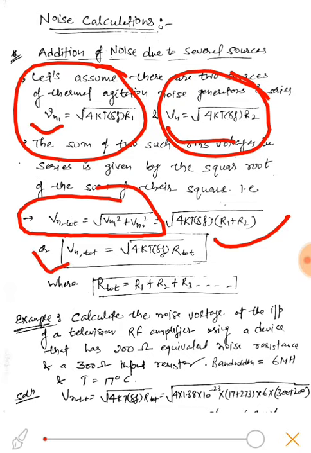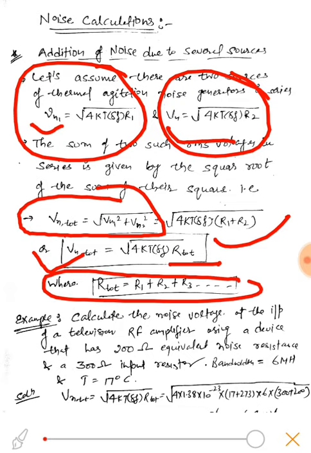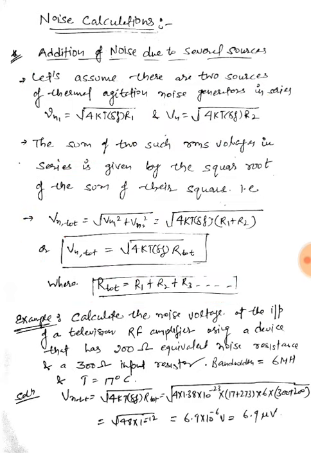So total noise voltage would become under root 4kT delta f into R equivalent or R total, and R total is nothing but the summation of all these resistances. If there are 3 or more, it will be R1 plus R2 plus R3 and so on. Here we can see an example on that.